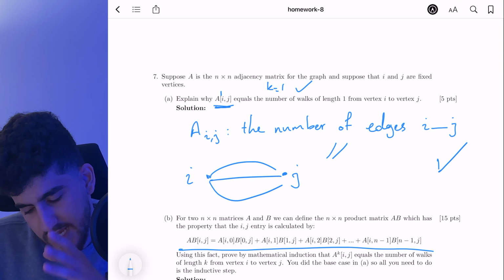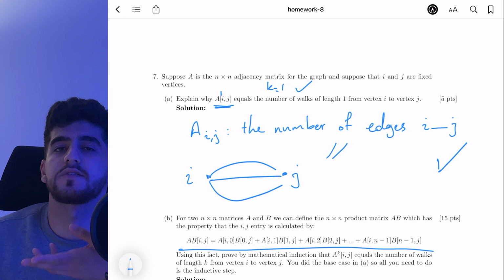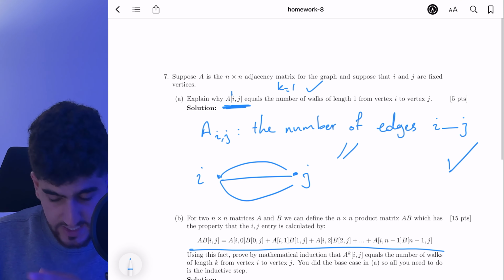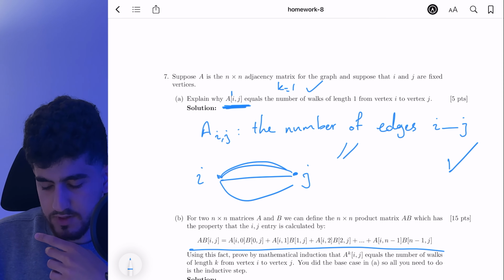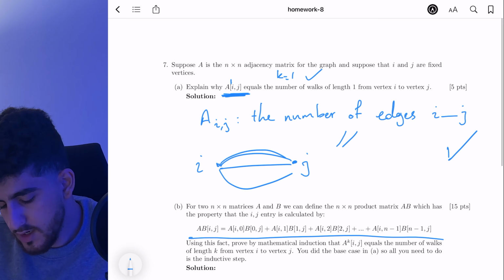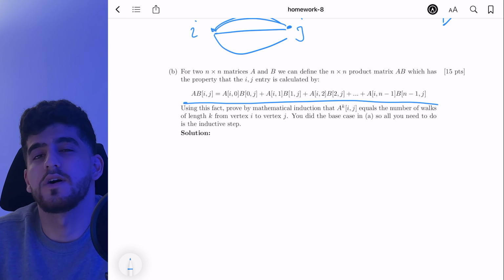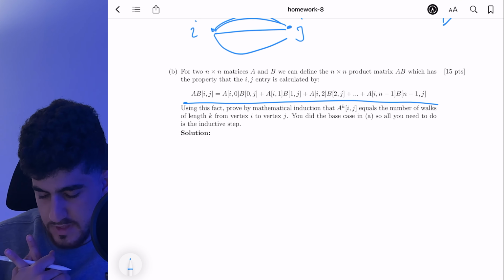So in here we showed that for k equal to 1, it is correct. So when our k is equal to 1, A to the power of k of i and j is really equal to the number of walks of length k. In here we showed that A to the power of 1 of i and j, or A of i and j, is equal to the number of walks of length 1 between i and j. So now we want to show that A to the power of k of i and j is equal to that for each k, okay?